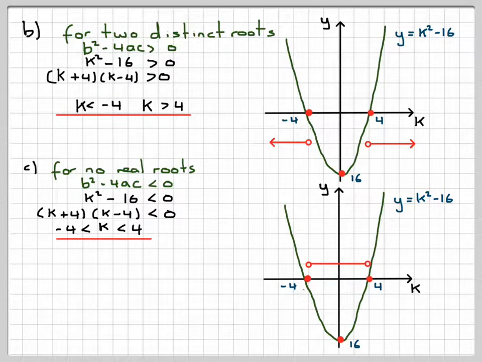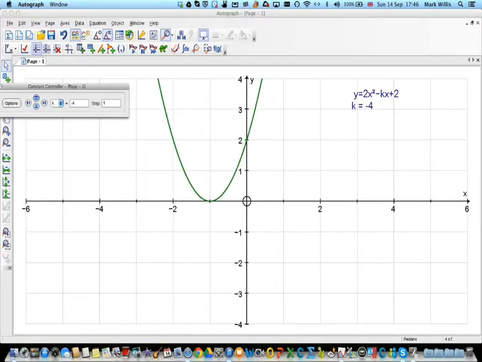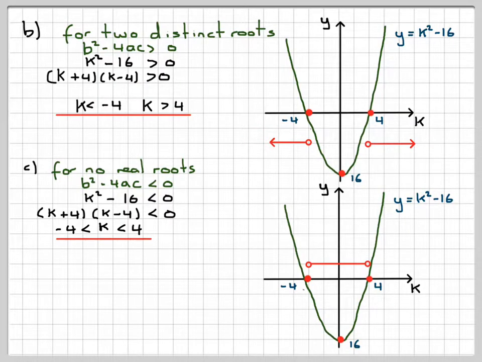If we go to our Autograph file again, if we look at between minus 4 and 4, you see we get no roots on the original quadratic. See, all these values here we have no roots. Okay, at 4 we do, here we have no roots. Okay.